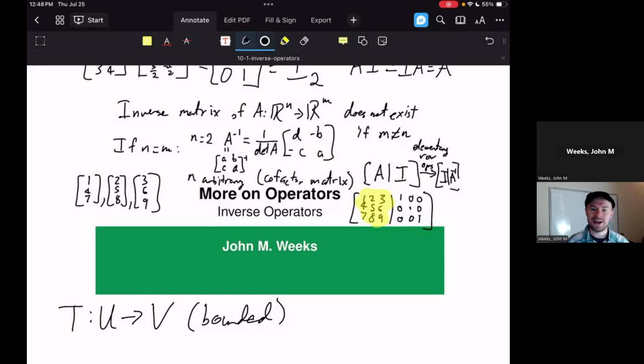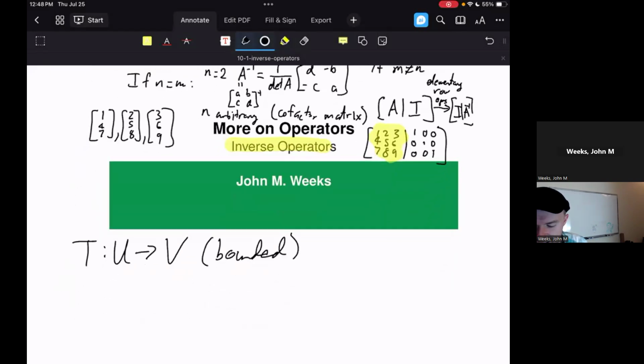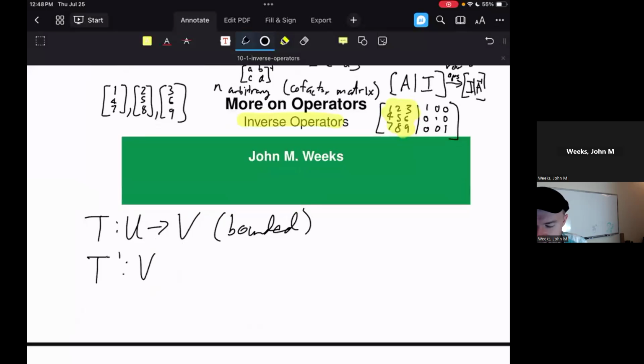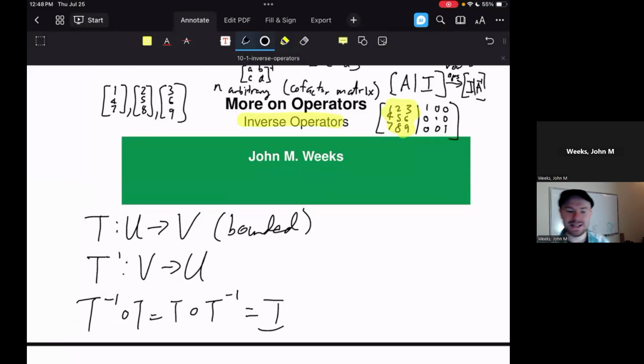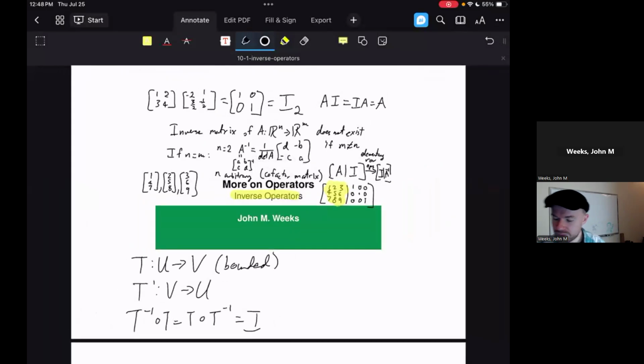Just like how we were talking about an inverse matrix existing, we want to ask the question, does an inverse operator exist? Thinking of it in the sense of functions, this would be like asking, is there a T inverse that takes me from one normed vector space back to the other one, such that whenever I consider the composition of these two maps, either T inverse composed with T or T composed with T inverse, I get back to some sort of identity map. And that's what we'll be talking about in our section of the video today.